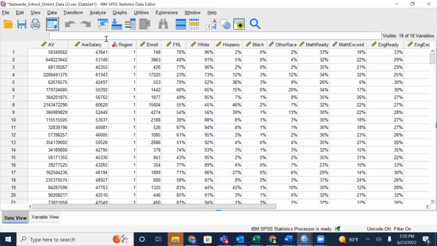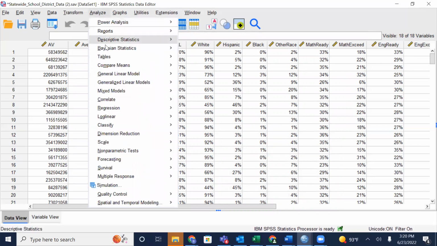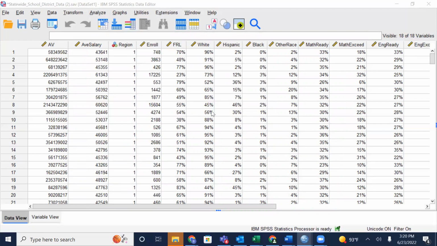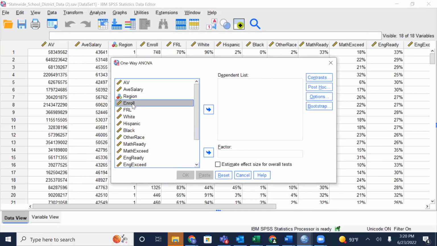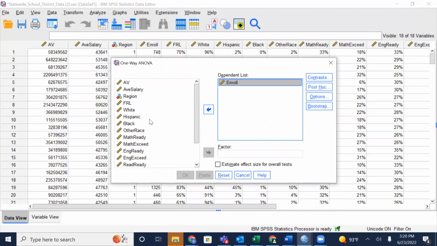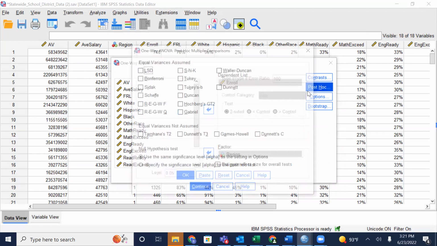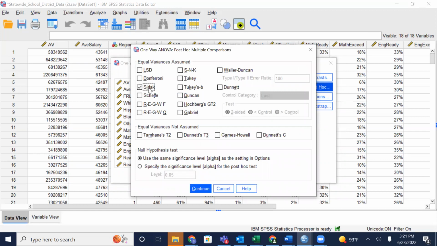Now I am going to go ahead and do the ANOVA test. So to do that, I'm going to analyze and then compare means. And I want a one-way ANOVA. My dependent variable, again, is enrollment. My independent variable is going to be region. And then in here in post hoc, I'm going to select the Sidak test because the N number was different between all 3 of these regions. Okay, so I have that selected.